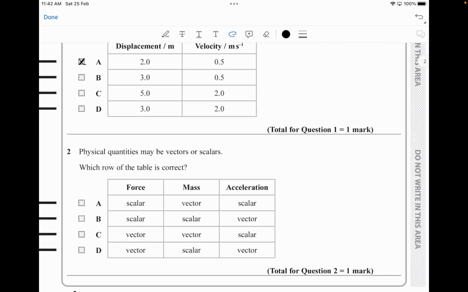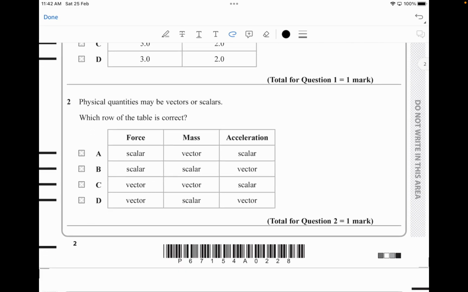Alright. Physical quantities may be vectors or scalars. Which row of the table is correct? So in this case, we have to observe which one's correct. If you look at all the options, option D is the correct answer because force is a vector, mass is a scalar, and acceleration is a vector, so it all correlates with each other. So D is going to be your correct answer in this case.